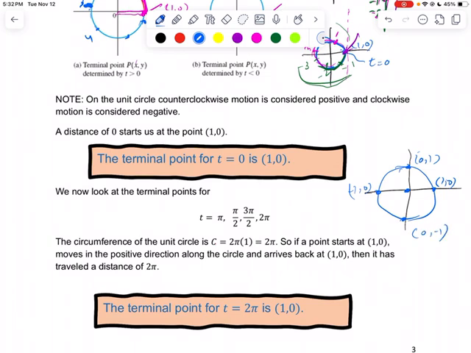Okay, so if you recall now, if I start at the starting point, which is that one, and if I go through the whole circle, so I move along the positive direction, come back to my starting point, then how much distance have I traveled?